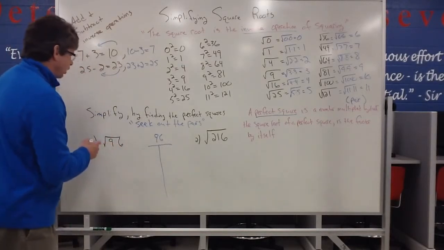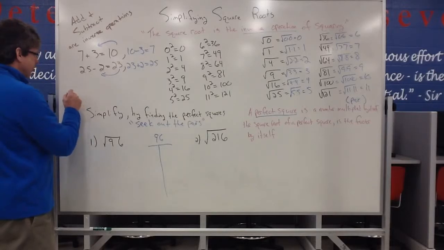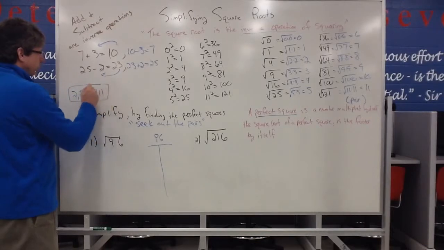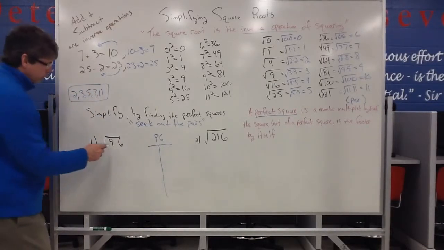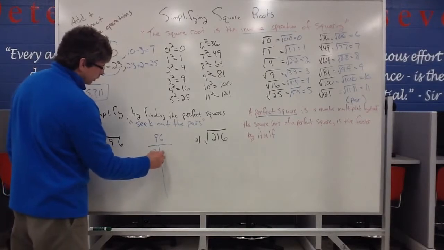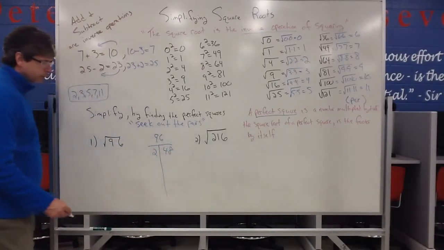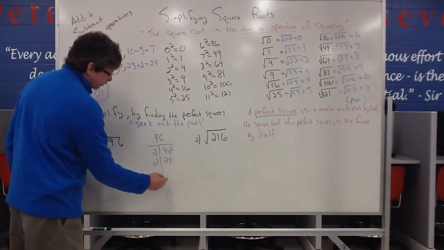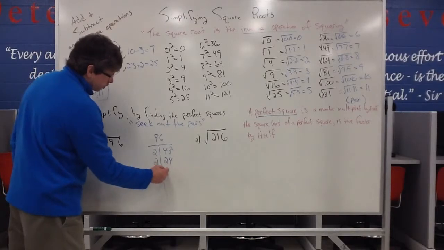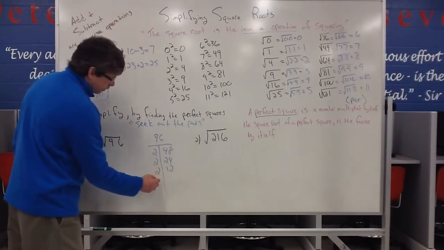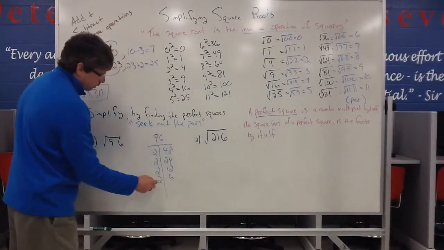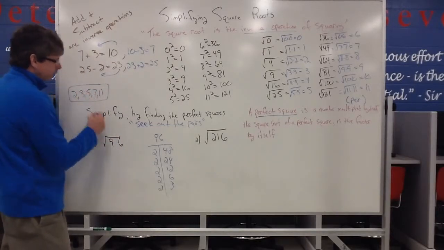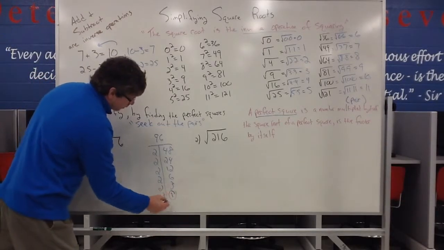So remember, our prime numbers were 2, 3, 5, 7, and 11. Those are my numbers that I want to use to break this 96 down. So since 96 is even, I know that 2 will go into 96 48 times. And since 48 is even, 2 will go into 48 24 times. And since 24 is even, 2 will go into 24 12 times. And since 12 is even, 2 will go into 12 6 times. And since 6 is even, 2 will go into 6 3 times. And notice now we have 3 goes into 3 one time.